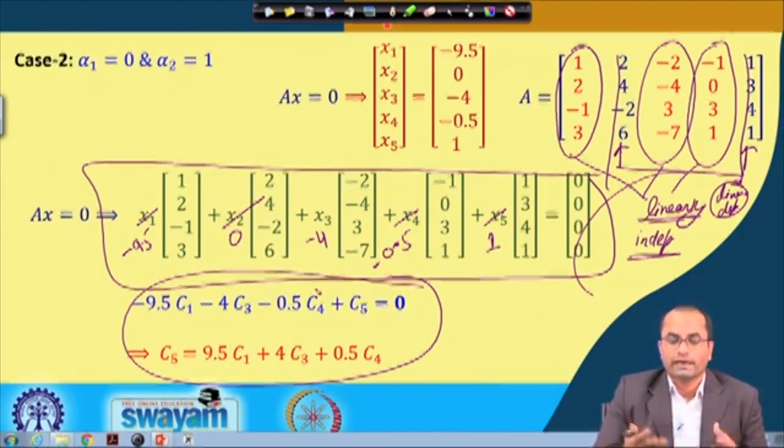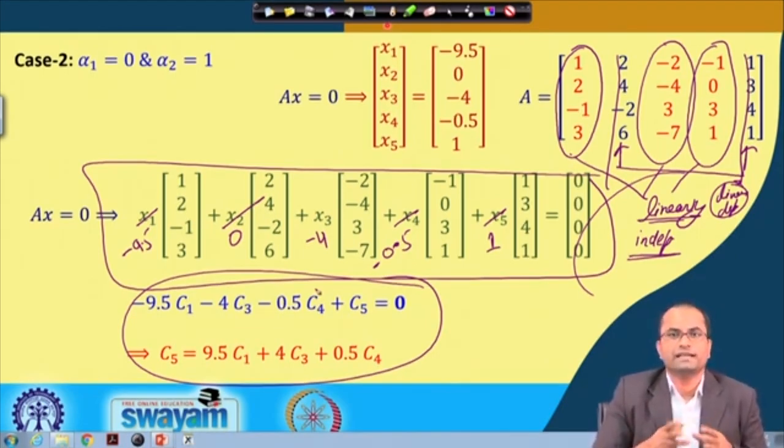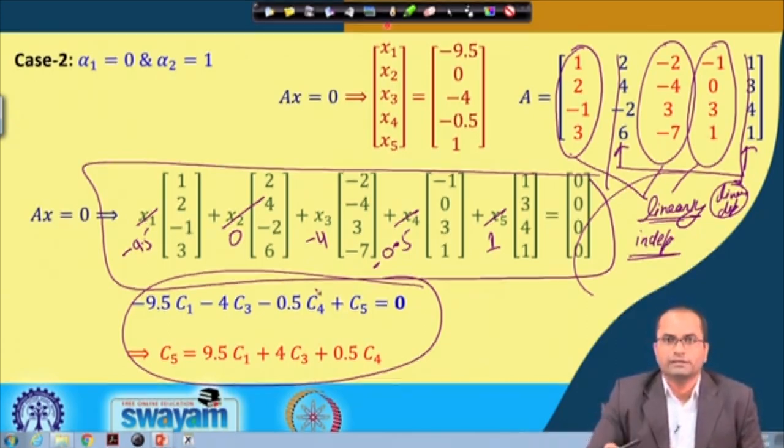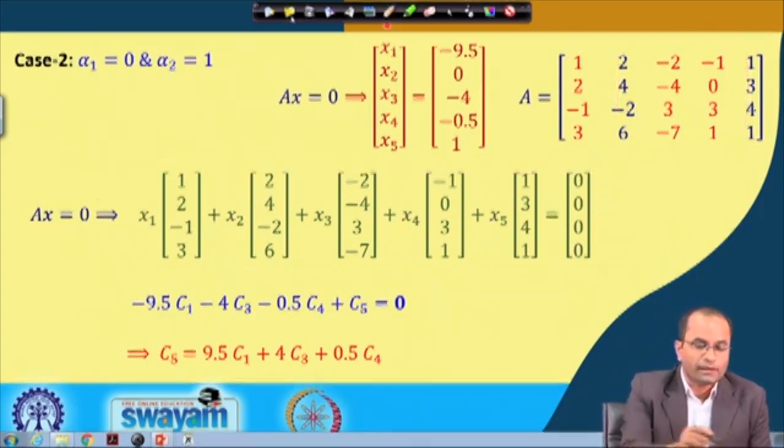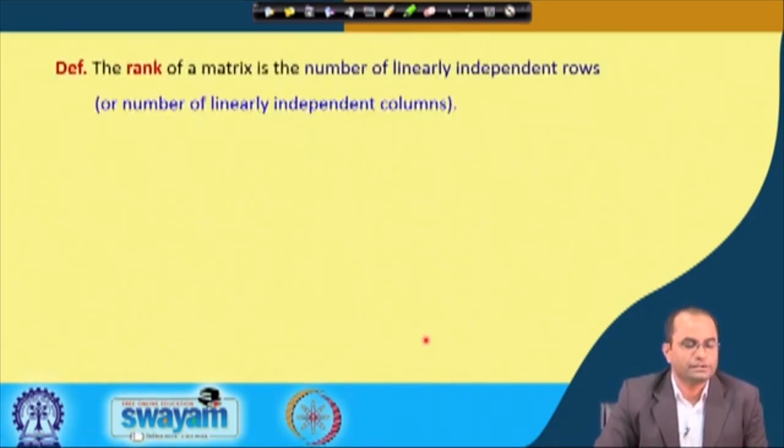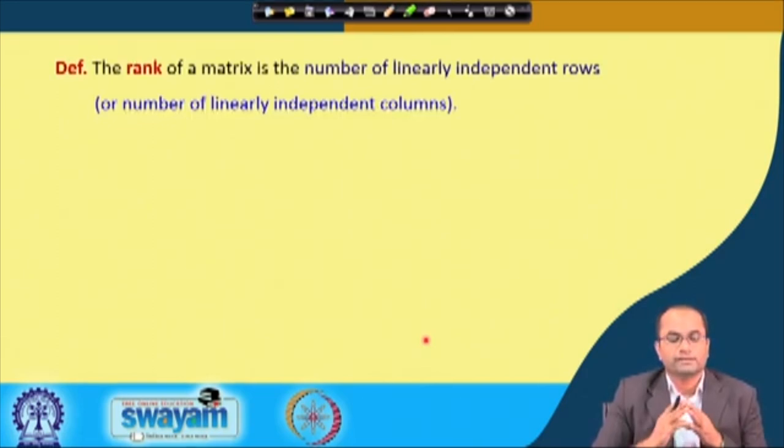So, we can also have this definition, that the rank is nothing but the number of independent rows, and they are the same, because the number of pivots is fixed in the reduced form. So, we can now give another definition: the rank of a matrix is the number of linearly independent rows or the number of linearly independent columns in a matrix. That is the rank.